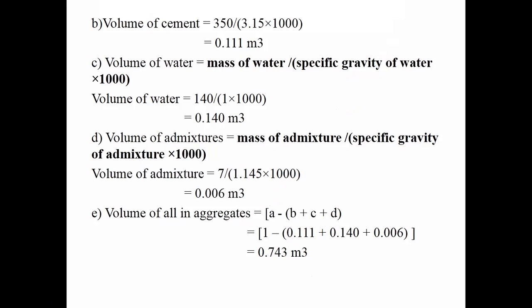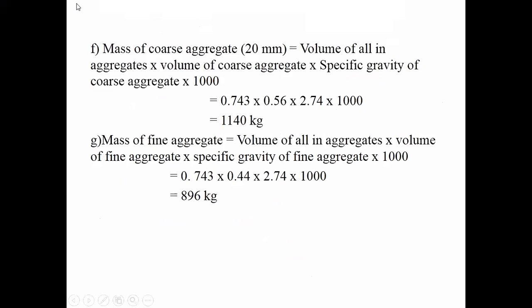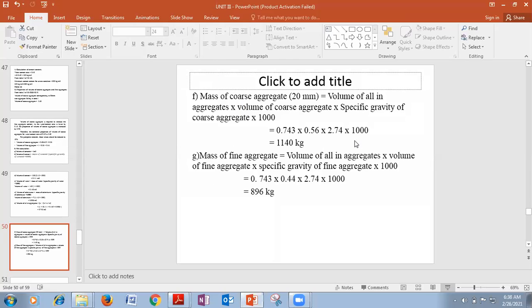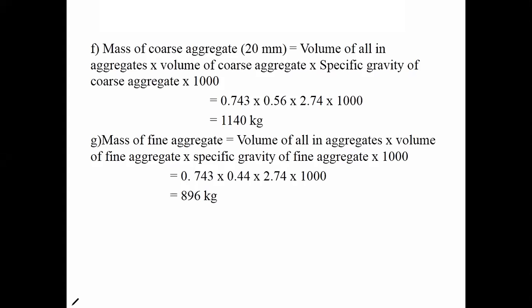Okay, next moving on to this step. You should know this also. Volume of the total aggregate is 0.743. In that 0.743, only 0.56, that is only 56 percent, is coarse aggregate. The remaining 44 percent is fine aggregate. Into its specific gravity and the unit weight will give you the answer in kilogram. For that purpose only you are doing this. Otherwise, you can just multiply and get it in meter cube itself. Okay.